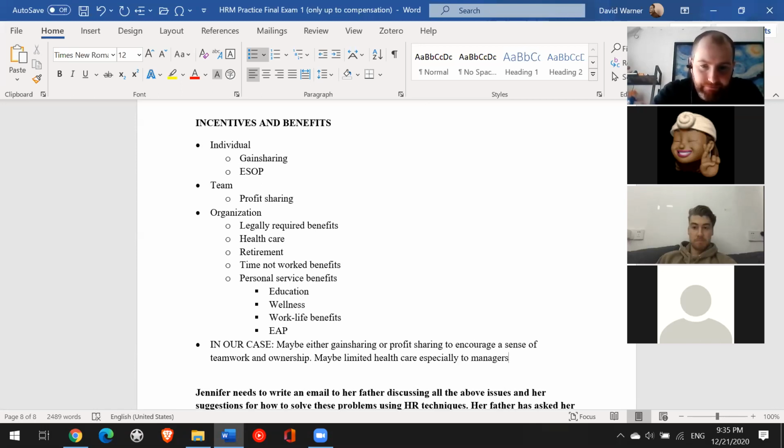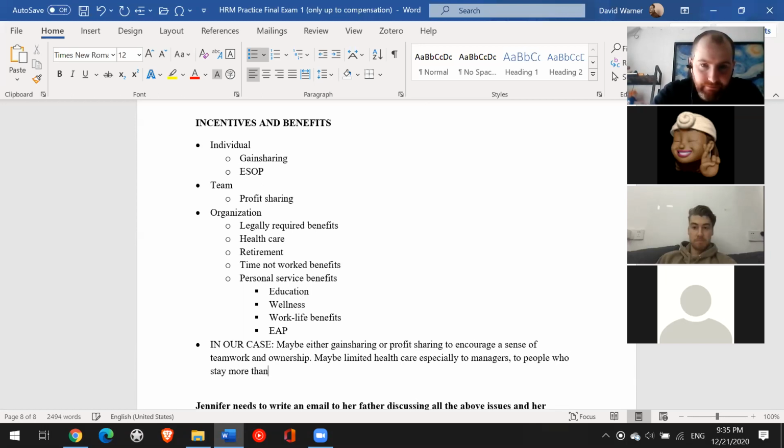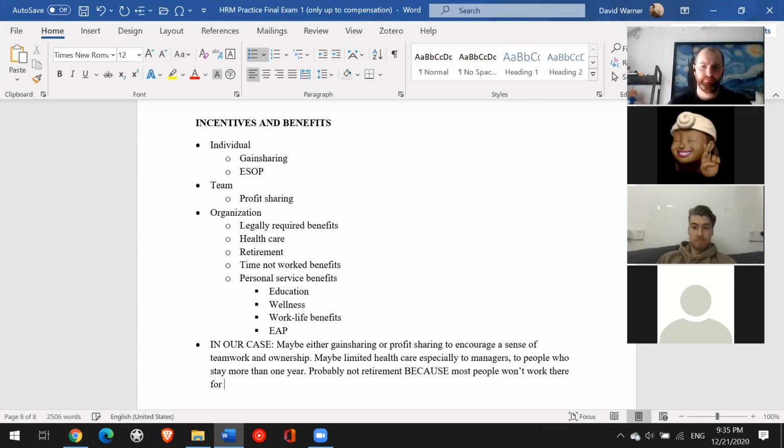What I would also say is I would give that health care to people who stay more than 1 year. Yeah. You know, they have such a high turnover, and you wouldn't want to give it away right away, it costs money, so I would consider that. I'd say, yeah, I agree, probably not retirement, because that's such a key word for me. Because most people won't work there for 20 years.